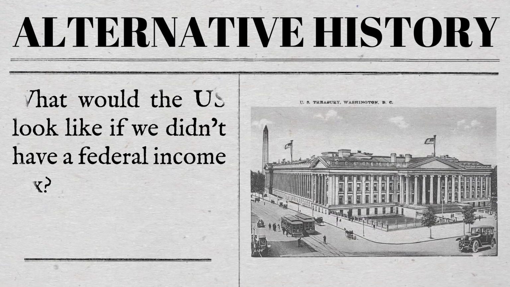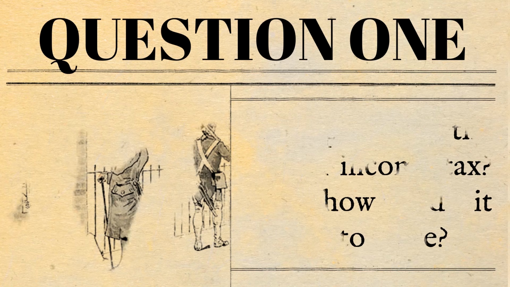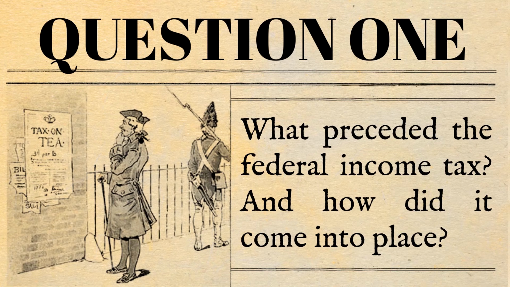So for this episode, I wanted to dive into an alternative history that asks the question, what would the US look like if we didn't have a federal income tax? So for the first part of this experiment, we have to ask, what preceded the federal income tax and how did it come into place?